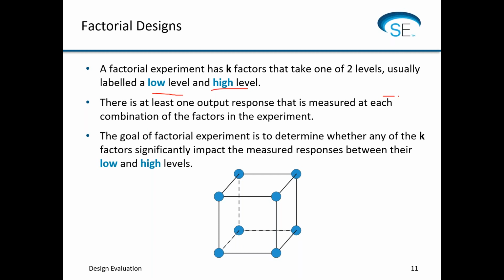And of course, you have at least one output response that you're measuring at each combination of the factors in the experiment. Now, the goal in a factorial experiment, and this differs from response surface and mixture experiments, is to figure out whether any of the k factors, as you go from the low to the high, is impacting the response in a significant way. Meaning if you change the temperature from low to high and keep everything else constant, are you going to see a quote unquote significant difference in the response that you're measuring?